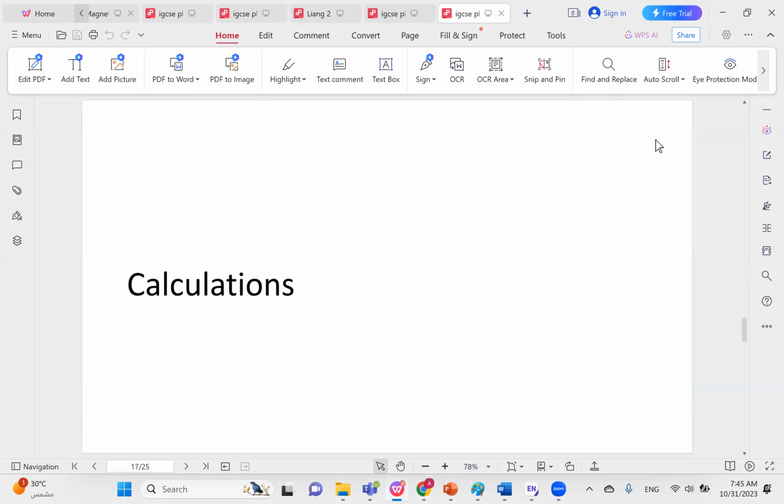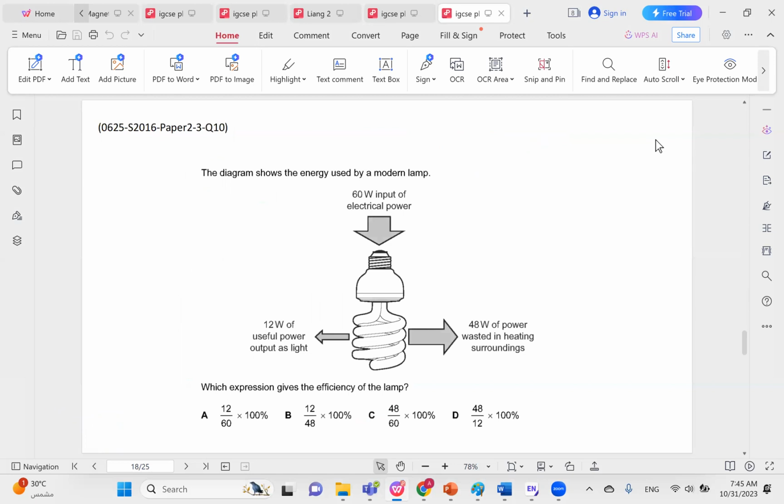Let's move on to calculation questions. We have a diagram here with the input and the output, and we want to know the efficiency of the lamp. And like we said, efficiency is useful output over total input. So in this case, it would be 12 over 60. This isn't really a calculation question because you don't need to actually do the calculation. The correct choice here would just be choice A, 12 over 60 times 100.